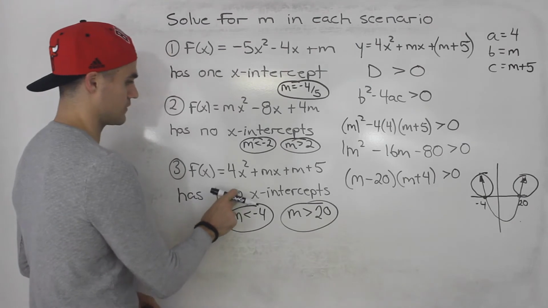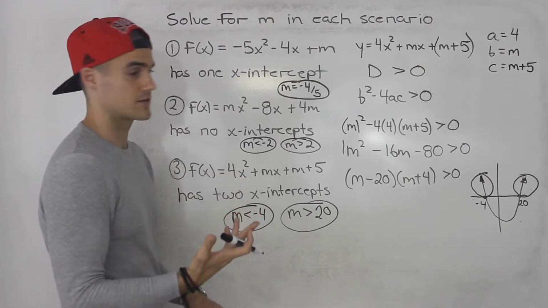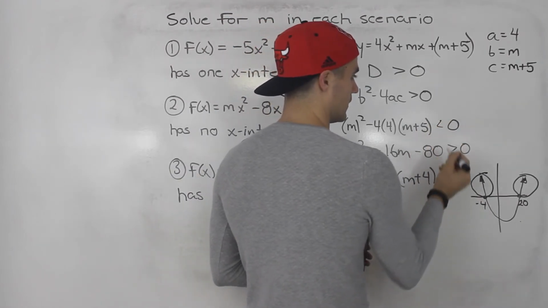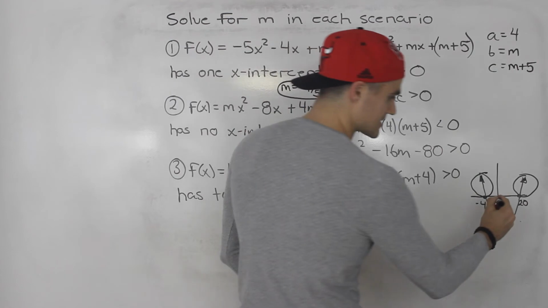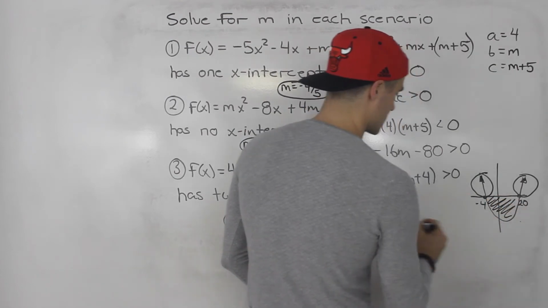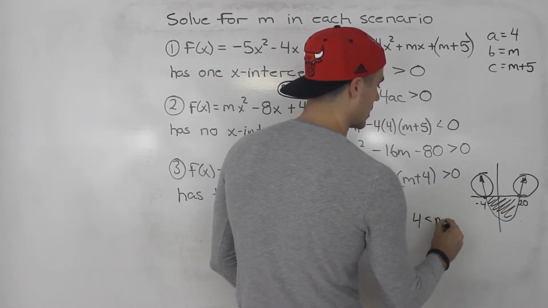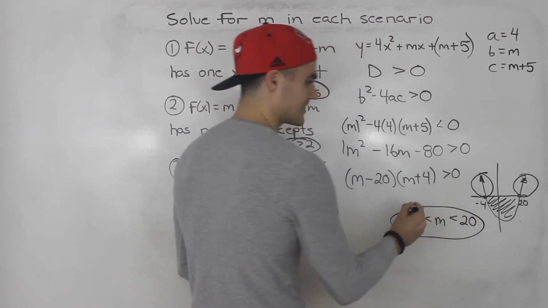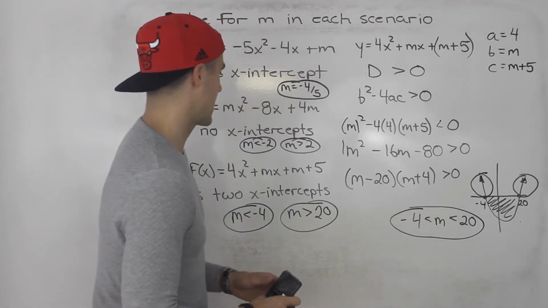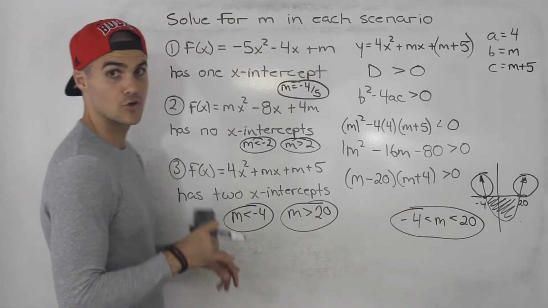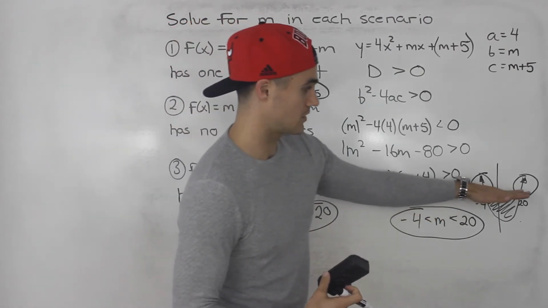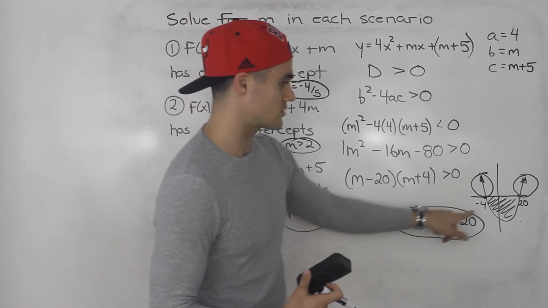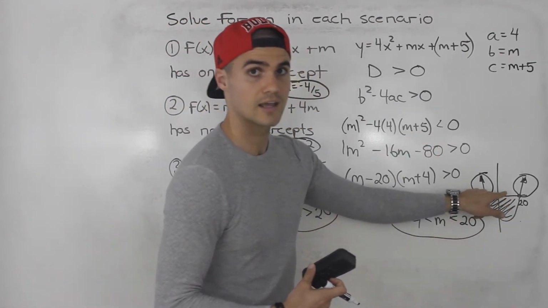What if they asked you if this quadratic has no x-intercepts? Then we would be solving when is this less than 0. And when is it less than 0? It's less than 0 in this area here. So when m is between negative 4 and positive 20. So that would be your answer if the question was asking you for this quadratic to have no x-intercepts, because the discriminant would have to be less than 0. So you'd be solving less than 0 here, and it's less than 0 between -4 and 20 in this negative region.